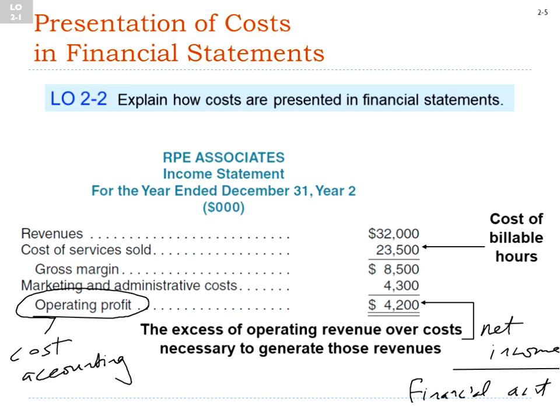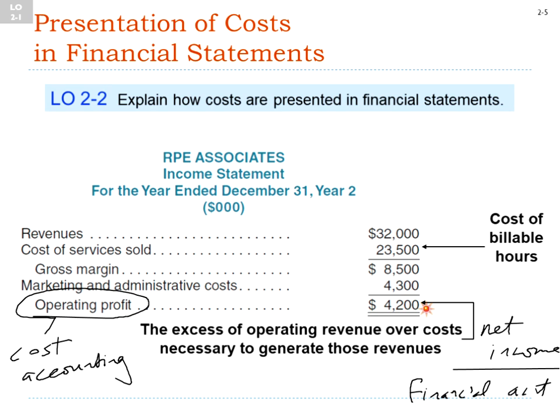So if you look here, this is a pretty simple income statement. You have your revenues. You're selling services, okay? So your services, you made $32,000 in revenue. Those services cost you $23,500. So your gross profit or your gross margin is $8,500, and then you had some marketing costs. You had to do advertising, it looks like, so you ended up with $4,200.